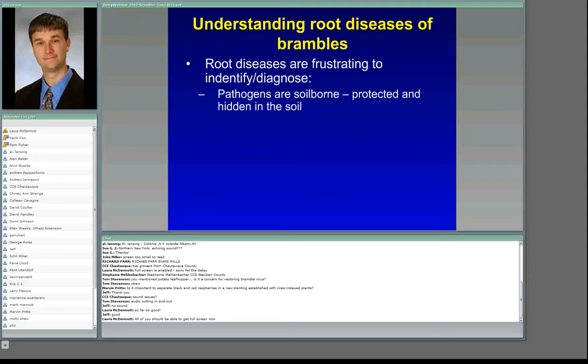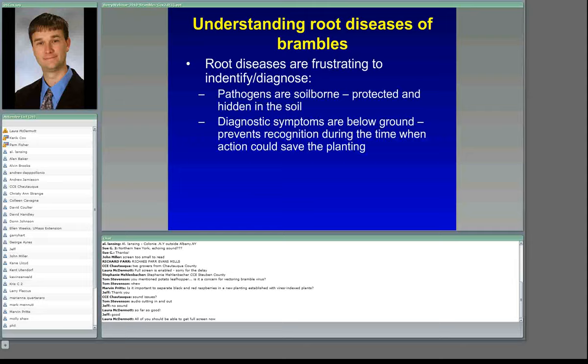Also, the diagnostic symptoms are below ground, which prevents recognition during a time when you might be able to take action to save the planting. And of course, once the plant is dead, it becomes a fungal decay free-for-all, preventing you or myself or any other person visiting your farm from determining what actually is the cause. So your key is to catch them early, but oftentimes it's impossible for you to find them early.